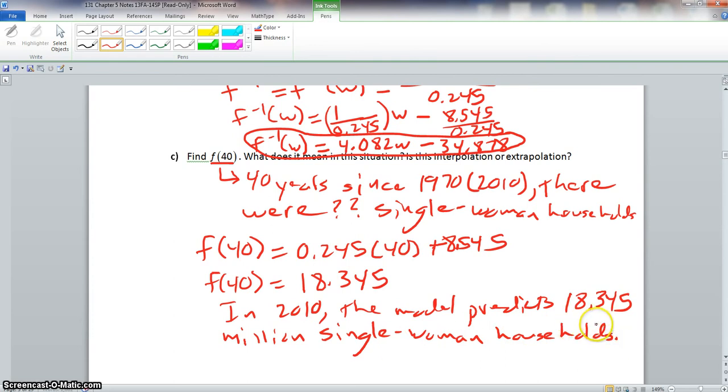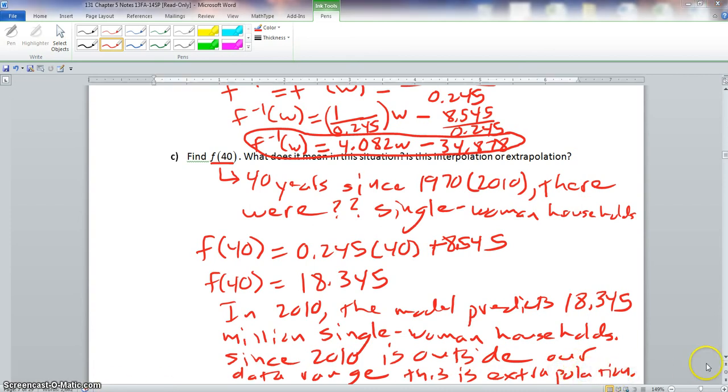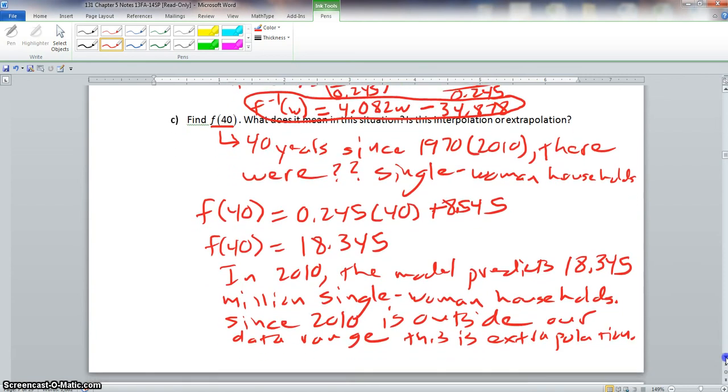Now, we could take this data here. Since 2010 is outside our data range, this is extrapolation. Now we continue on to the next page.